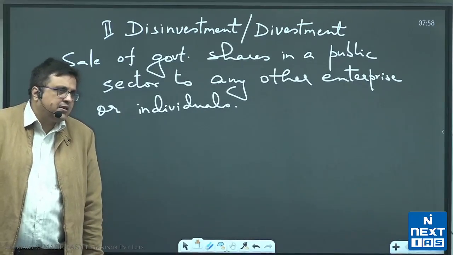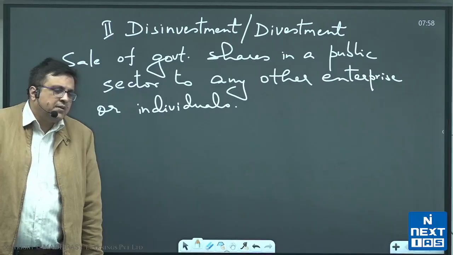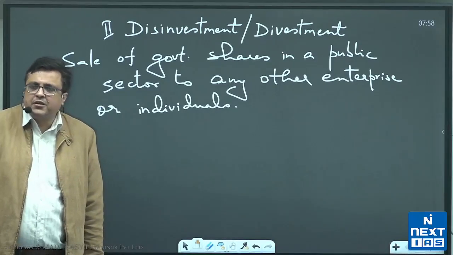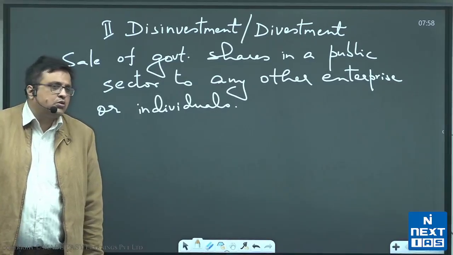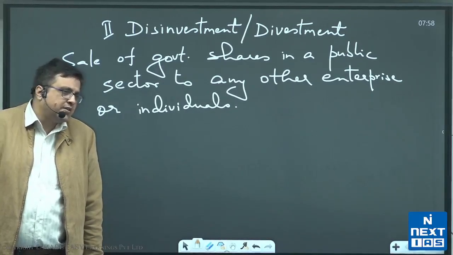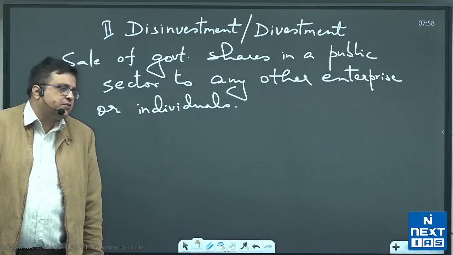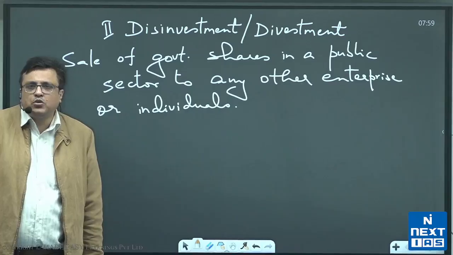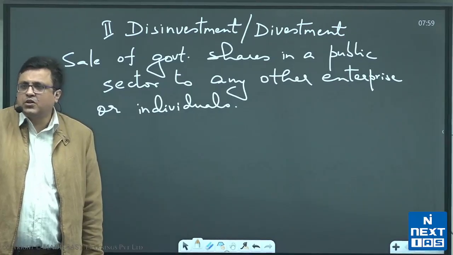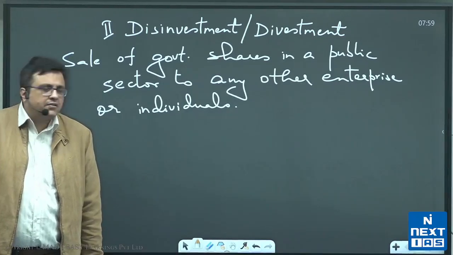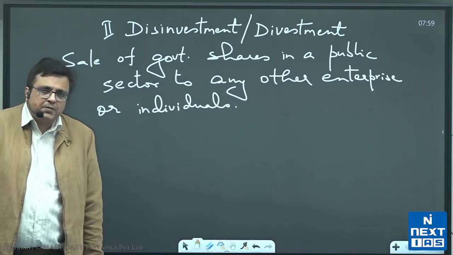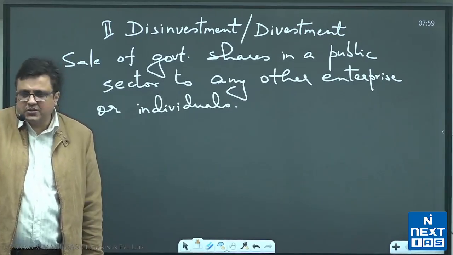Alright, if government shares are purchased by another government company from any other government firm, that is also disinvestment. For example, HPCL sold to ONGC is also disinvestment. Other than that, of course, if a private company buys it, it is disinvestment. And if people like me, you, we buy it, individuals, that is also disinvestment. So disinvestment implies selling of government shares to any other enterprise or to individuals.